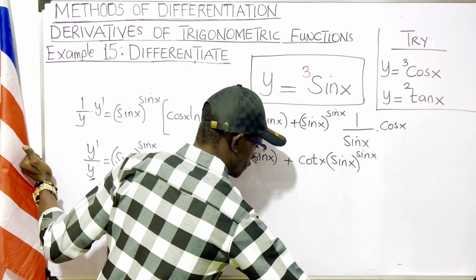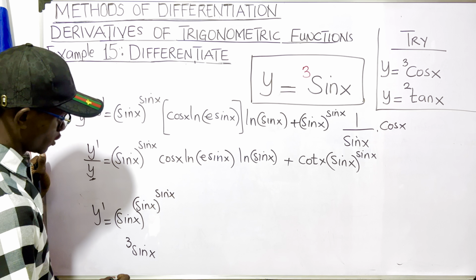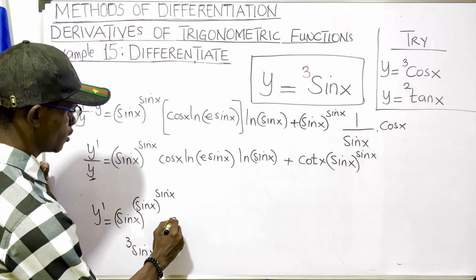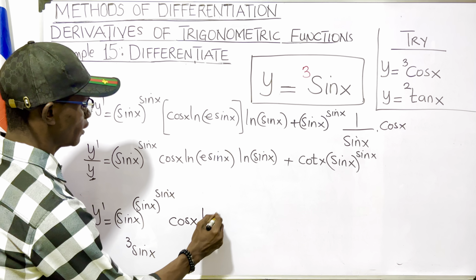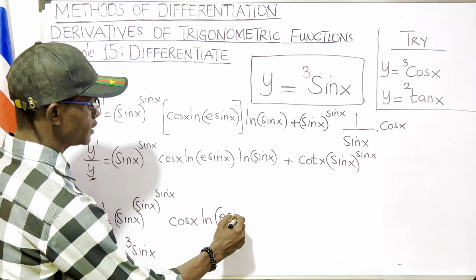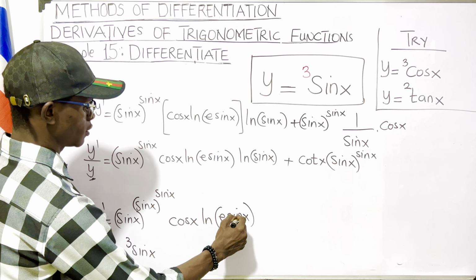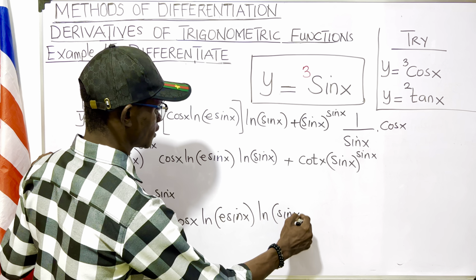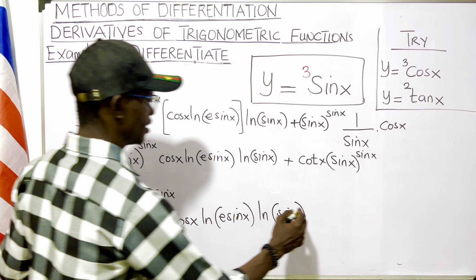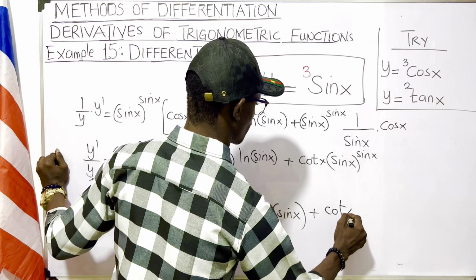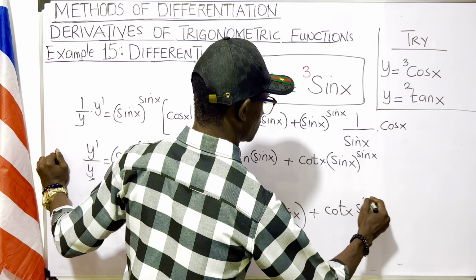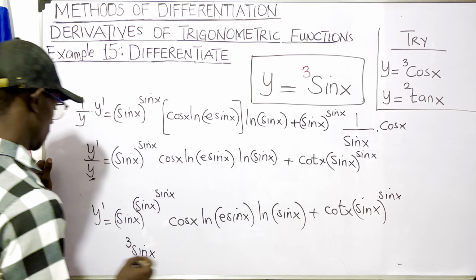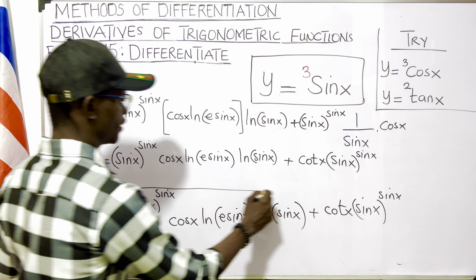So now let's continue. We have this to be cos of x ln of sine of x, then plus cot of x, sine of x raised to the power sine of x. So this is actually our final answer.